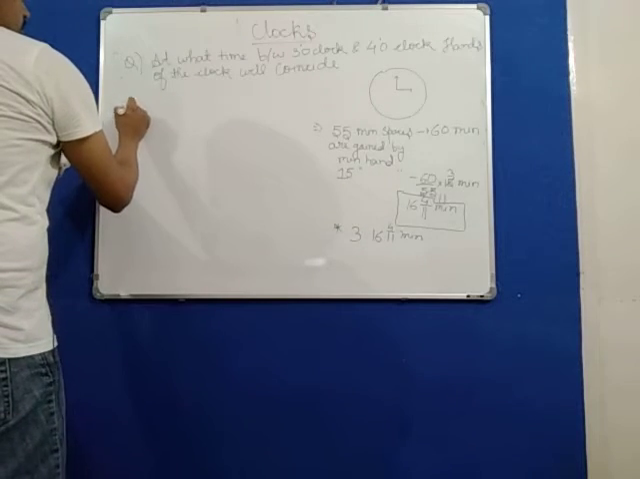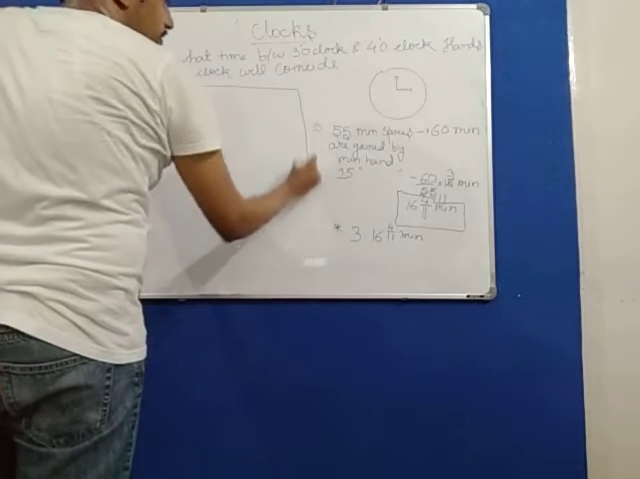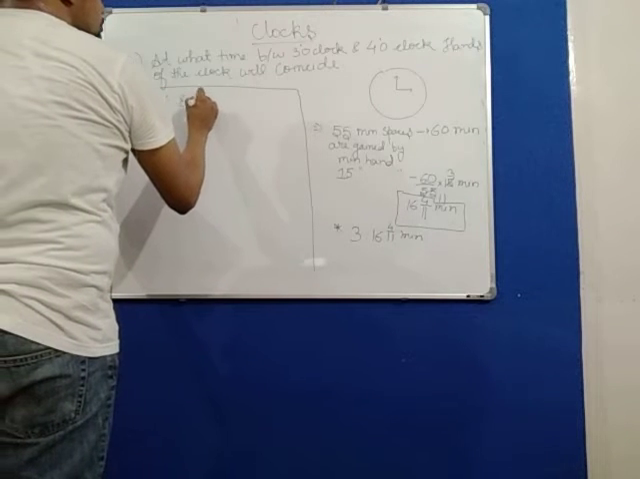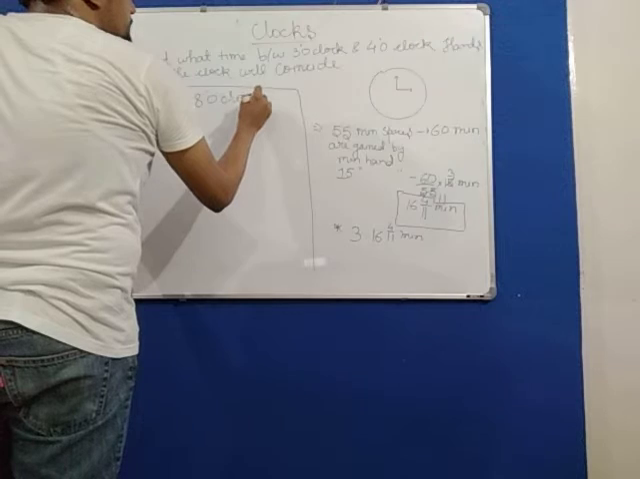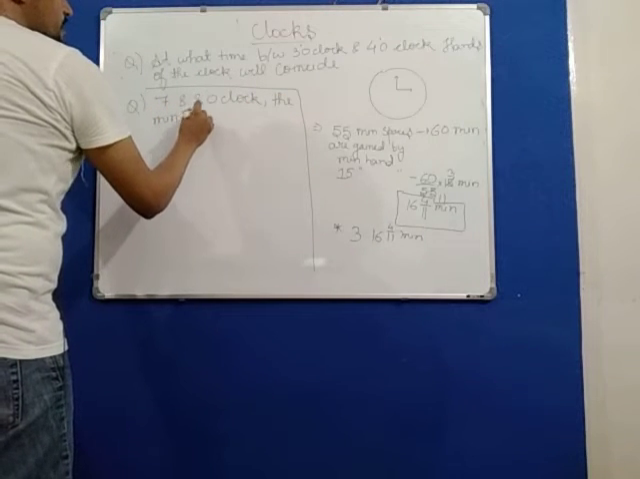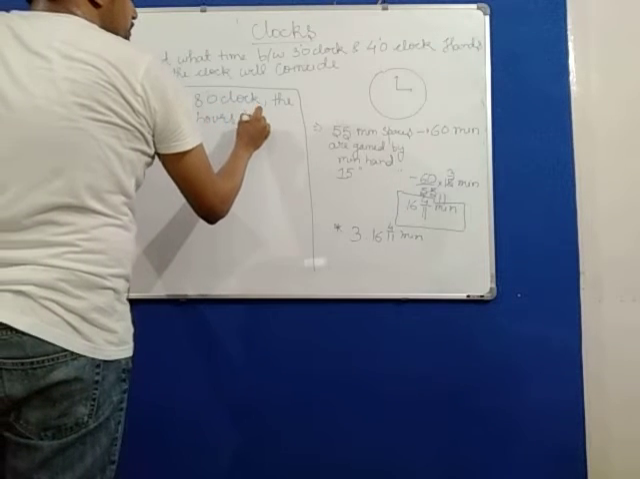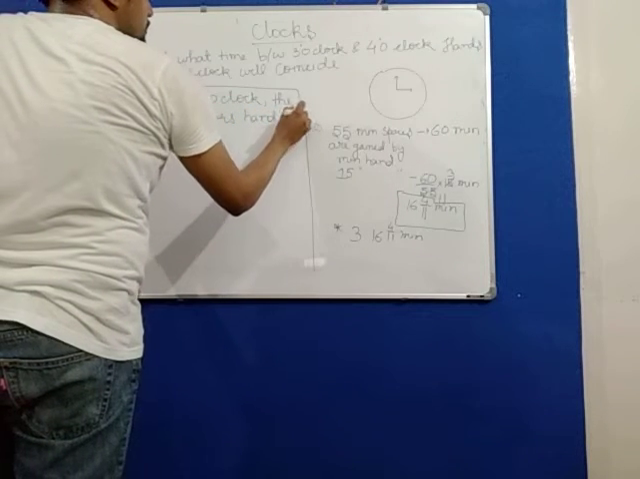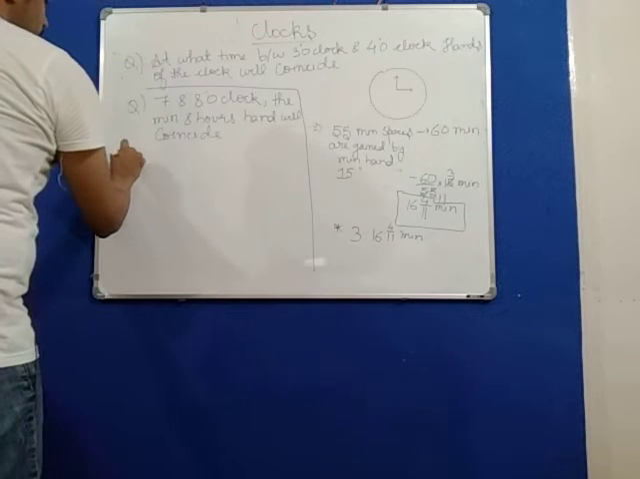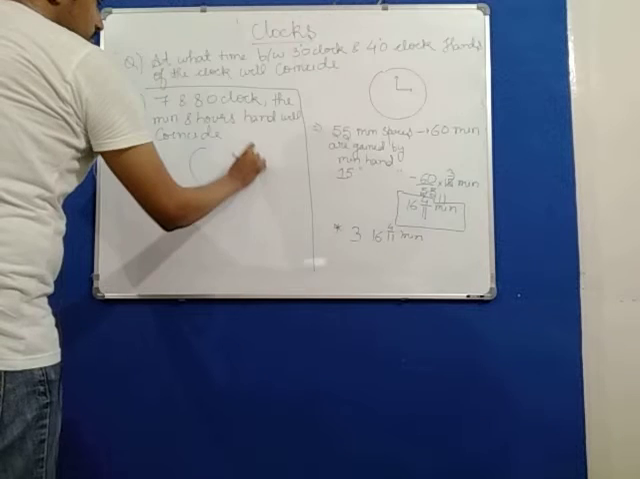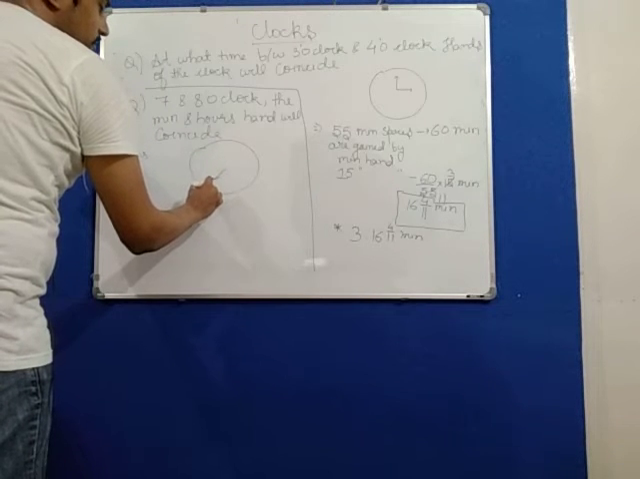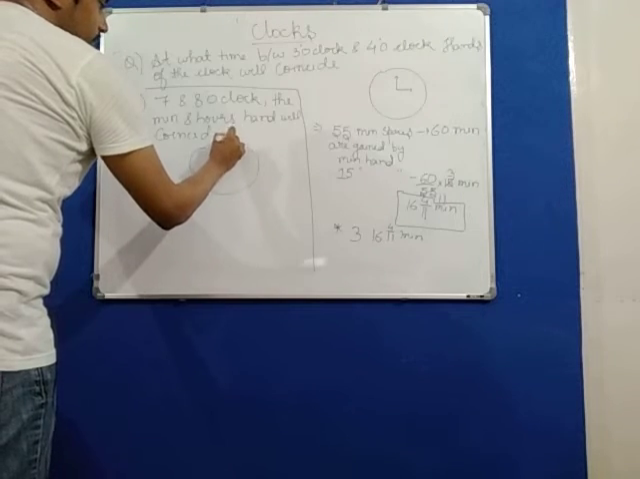Similarly, our next question, which is similar to this, is we have to find out at what time between 7 and 8 o'clock the minute and hour hand will coincide. Now again, you see, when the time is 7 o'clock, then the hour hand will be somewhere here at 7 and the minute hand will be here at 12.